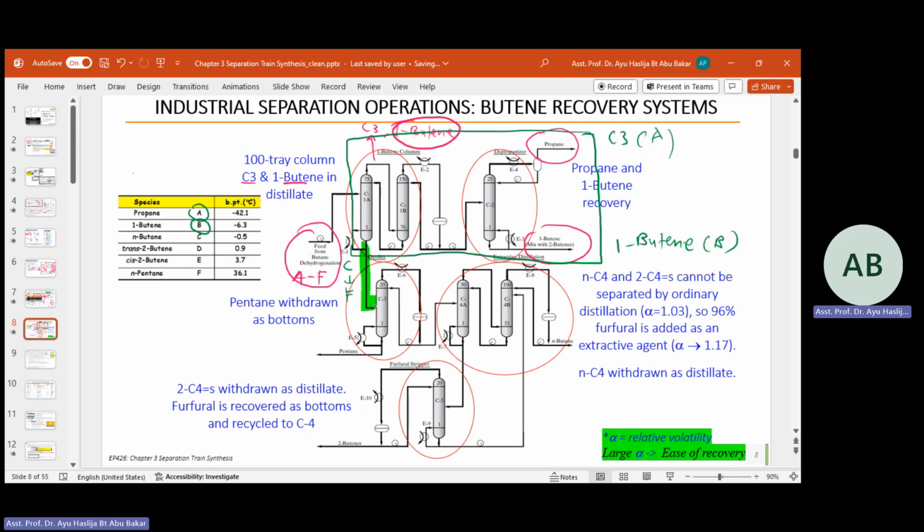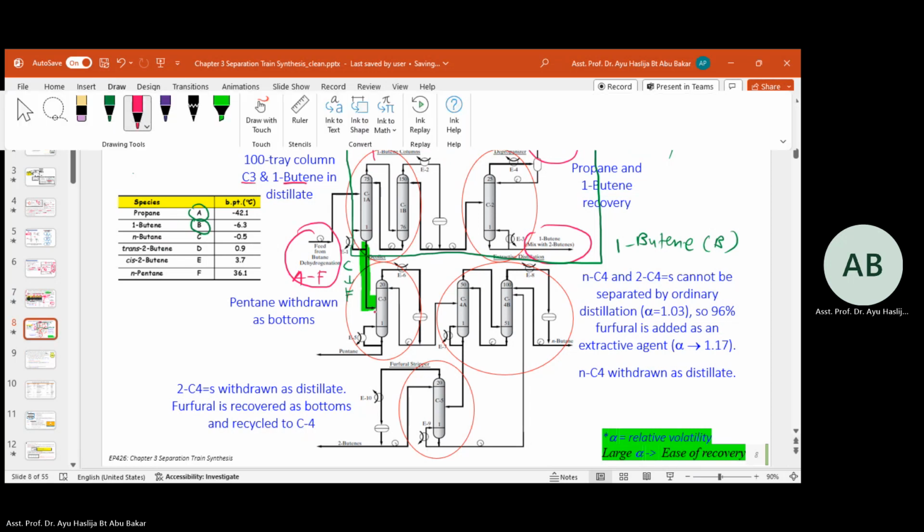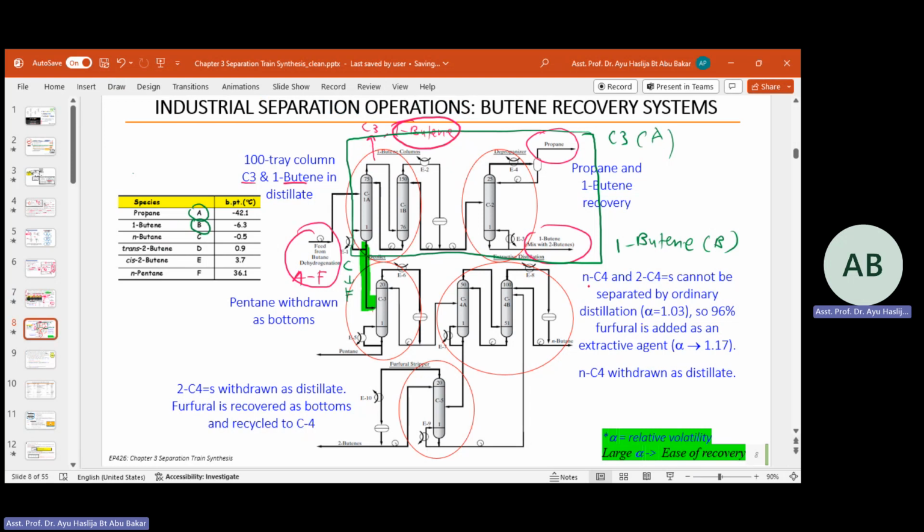Now from here, focus on the notes over here. NC4 and 2C4. NC4 here is C, the butane. 2C4 is what? The trans and cis butene, D and E. 2C4 here is trans-2-butene and cis-2-butene.